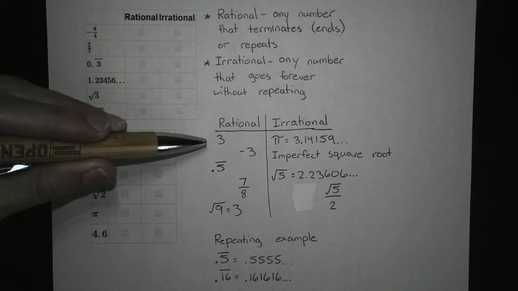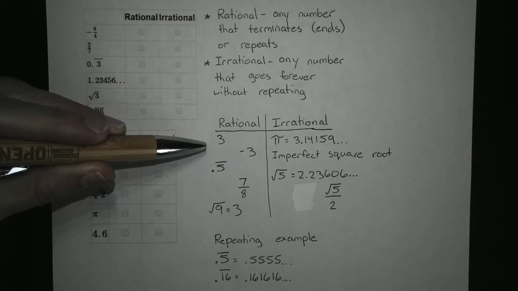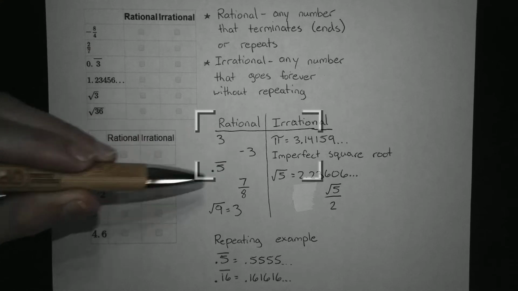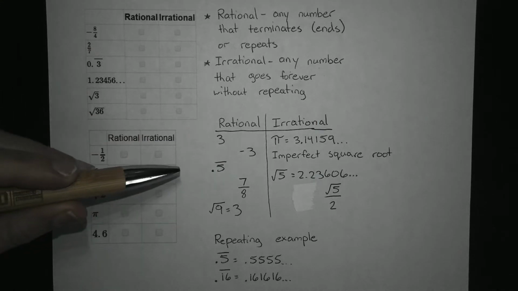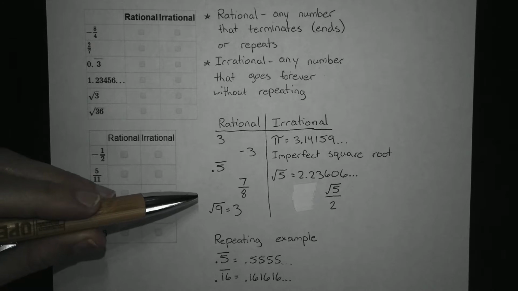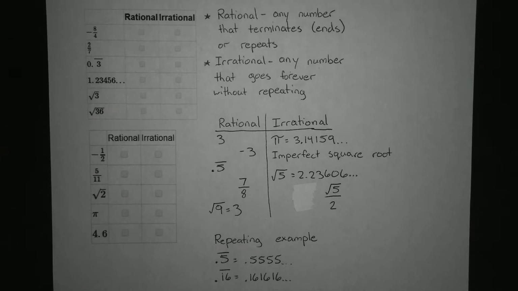Other things that are rational are here. This one terminates. It ends. Okay. 3. -3. 0.5 repeating, as we have said. Just about any fraction with regular numbers is repeating. What I mean by regular numbers is numbers that you would use to count: 1, 2, 3, 4, 5. Even negative numbers are fine. And the square root of 9, basically any kind of perfect square that comes out to something like 3, which when we square root it we get an answer of 3, which is terminating. Okay, so anything like that is rational.